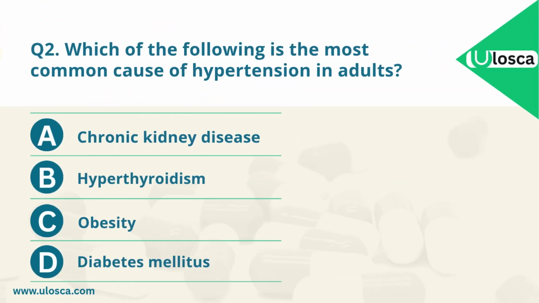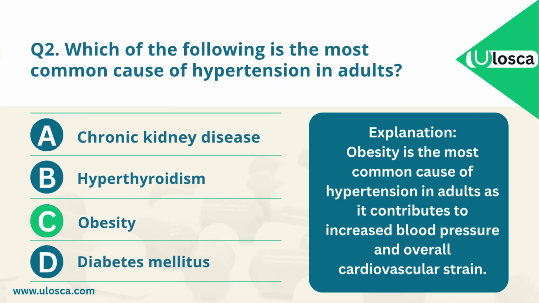The correct answer is C. Obesity. Explanation. Obesity is the most common cause of hypertension in adults as it contributes to increased blood pressure and overall cardiovascular strain.